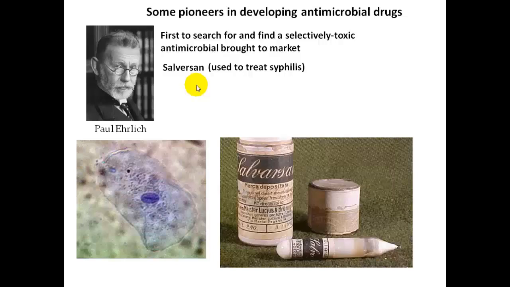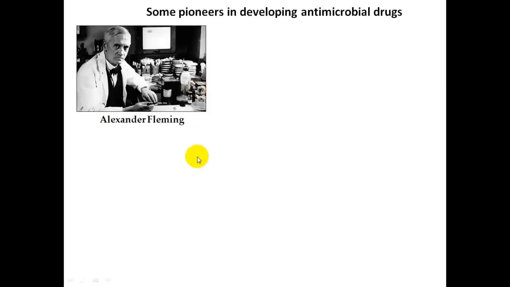which means that there were some side effects, but those side effects apparently were tolerable. Right? So people would rather have the side effects associated with salvarsan rather than have syphilis and the consequences of that. One of the other big names in developing antimicrobial drugs was an English microbiologist and physician named Alexander Fleming.